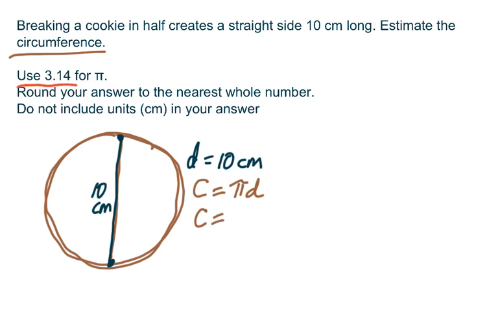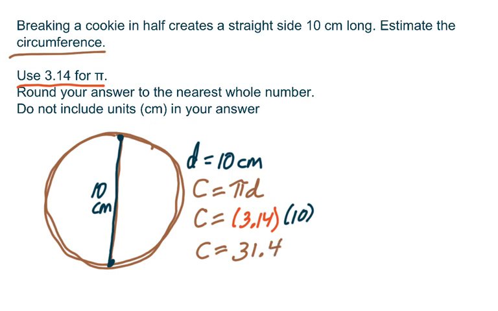I do have instructions that I should use 3.14 for pi. So I will substitute that. And then I'm going to substitute my 10 for the diameter. I can now multiply 3.14 times 10, and because I'm multiplying by a power of 10, this is relatively easy. I get 31.4, or 31 4/10.